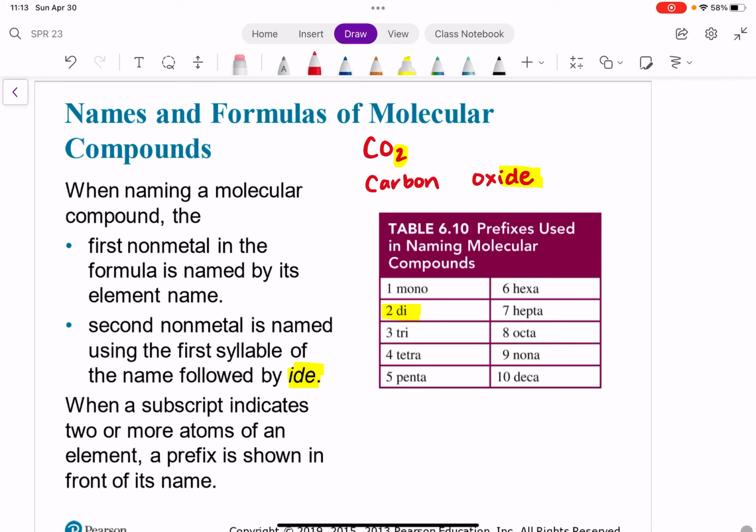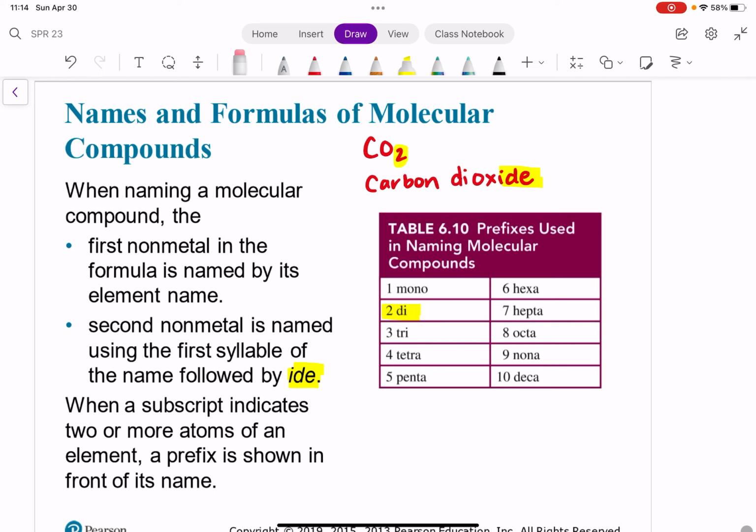So we'll go ahead and put di here. Why am I putting it in front of the oxygen? Why am I putting it in front of oxide? Yeah, because I have 2 oxygens. I don't have 2 carbons, so it's not going to go here. Right? I have 2 oxygens specifically. So the prefix goes in front of the atom that it relates to. So if you have a 2 there, you're going to put di in front of whatever atom is there.